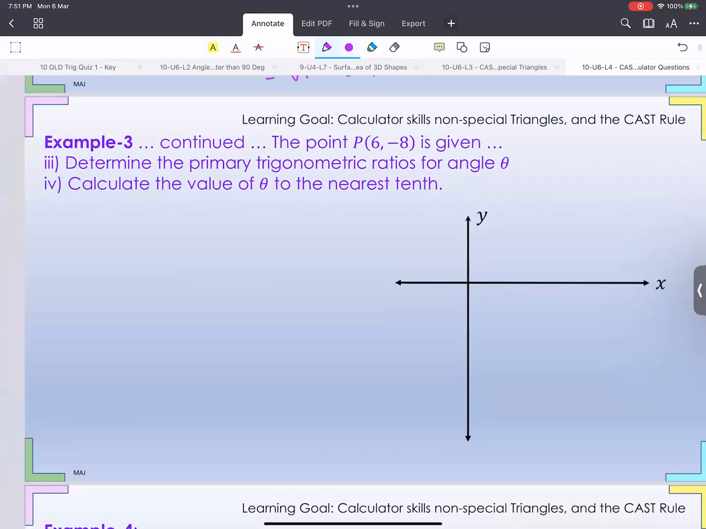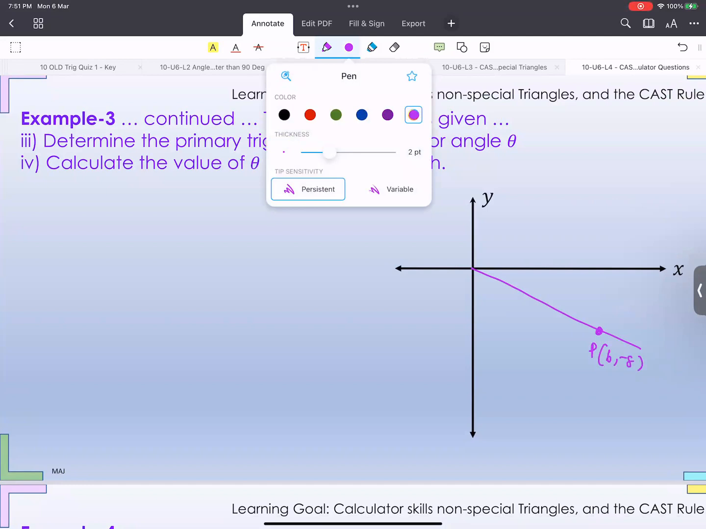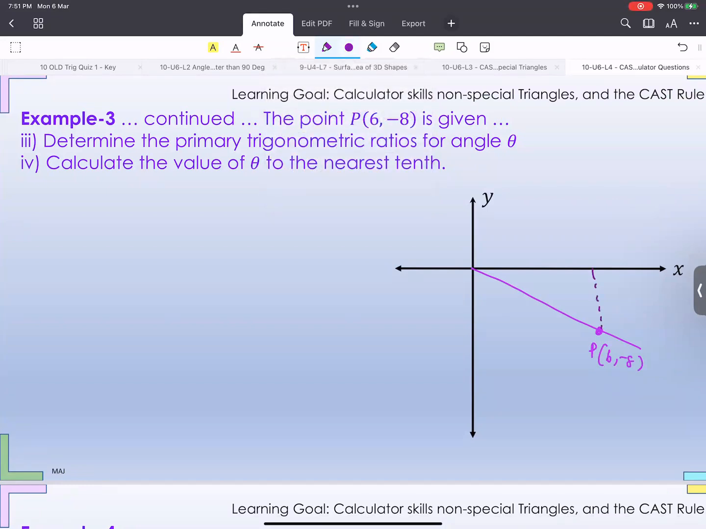So we had the terminal arm here. We had a point P, 6, negative 8 here. We dropped the perpendicular to the x-axis. We know that this is negative 8, we know that's 6, and we know that this is 10. The primary trigonometric ratios, we're just giving out the ratios. We're not really calculating it in decimal form. So sine theta is negative 8 over 10.